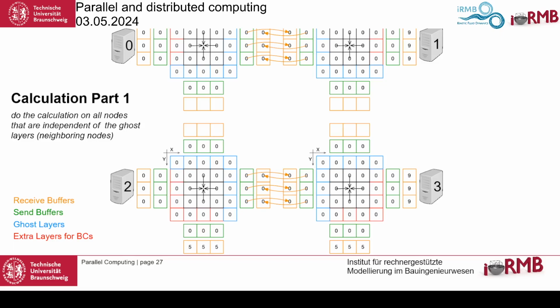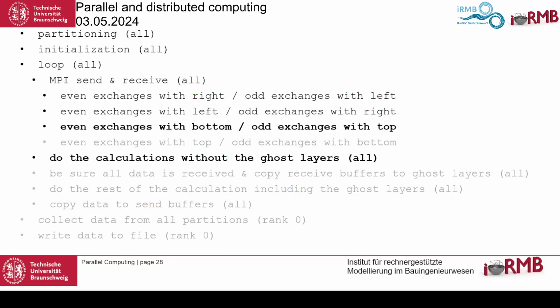Yeah? But because we do the bulk of the work after we initiated the communication, it is pretty likely that the stuff has already arrived once we are done with the big chunk of the work. Because the later chunk of the work will only be done once we are done with the big chunk of the work. So, do the calculations without the ghost layers. All this is what we mean with communication hiding.